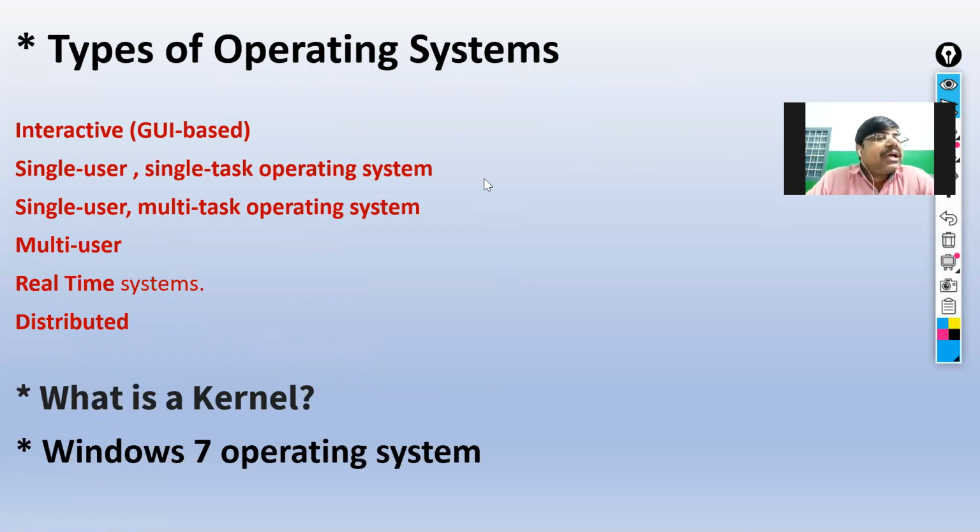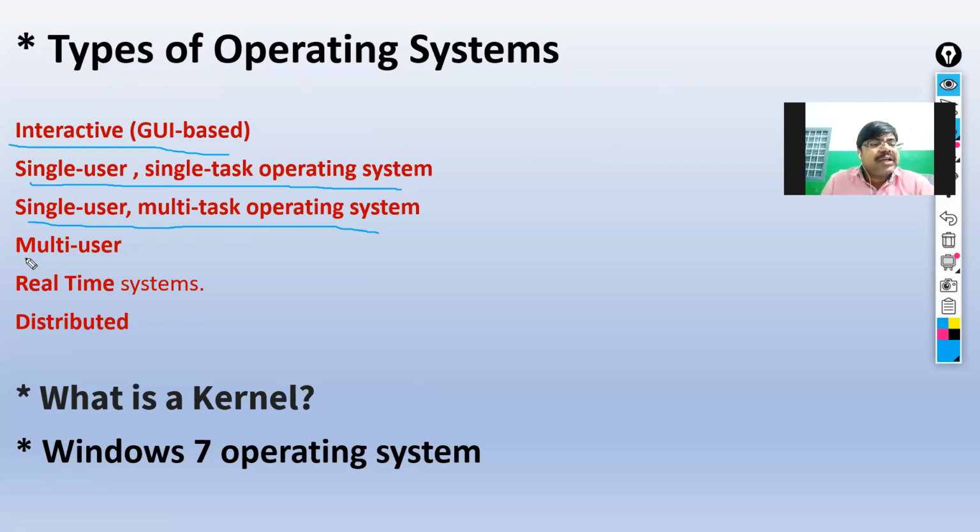Now, next, I will be discussing the types of operating system. There are different types of operating system. As I have shown here, the first one is the interactive, that is GUI based operating system. Single user, single task operating system. Next one is single user multitask operating system. Next one is multi-user, and the second last, that is real-time system, and the distributed operating system. But before that, students, you have to know the types of operating system.